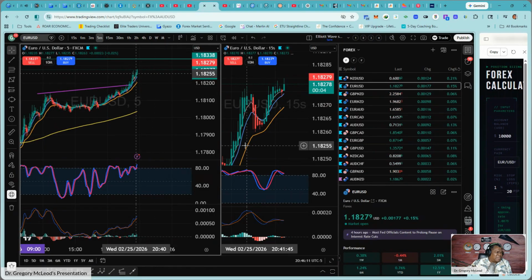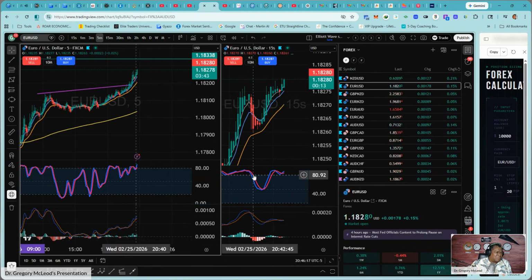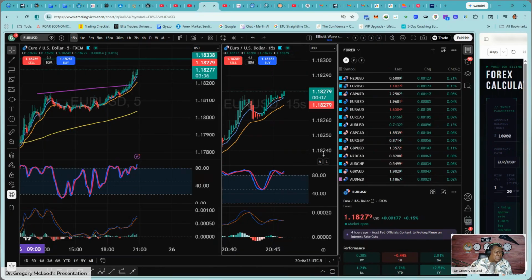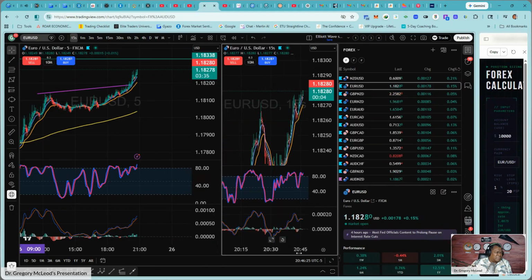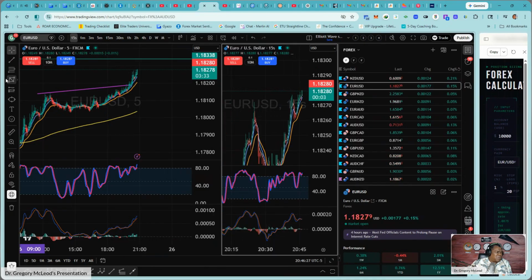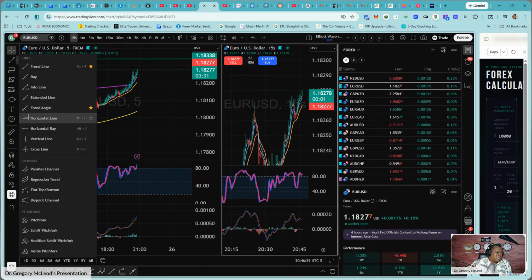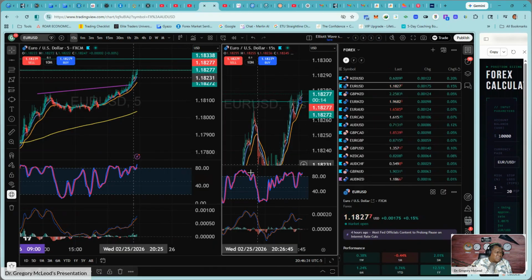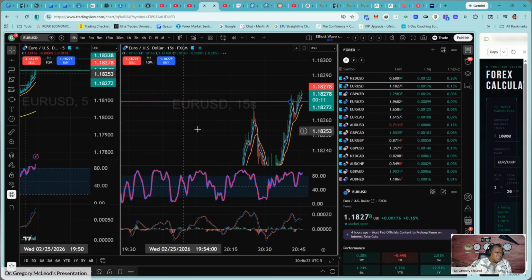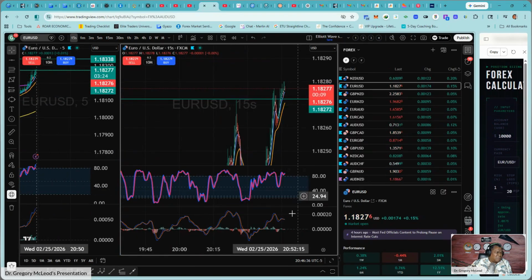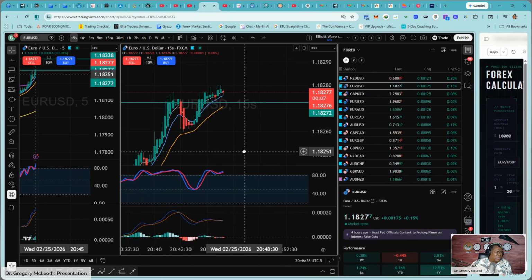I pull back 27 to trend line break, color change. I don't know. 28, 28, 28. It just broke a high. It's just, I don't know. February. Maybe I'm biased toward February.